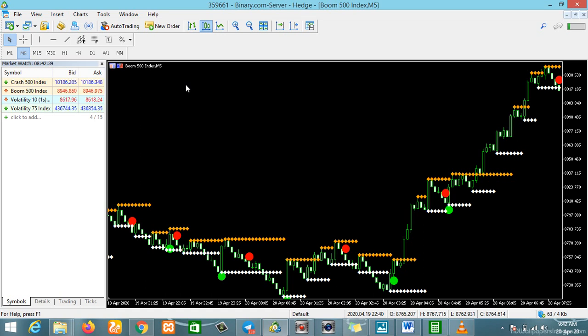So in this video I'll be explaining the advanced scalping strategy too. I've explained something like this before, but this is the advanced level.